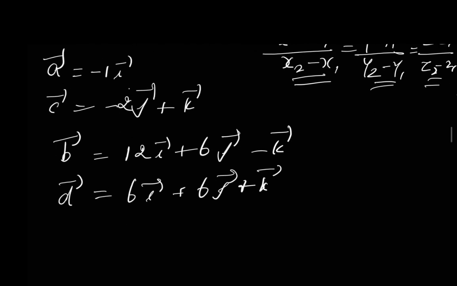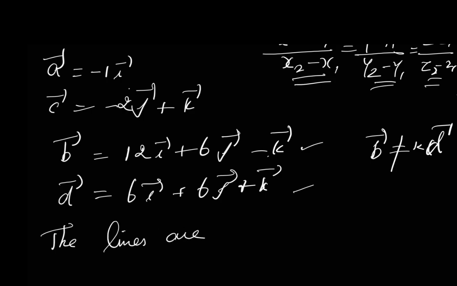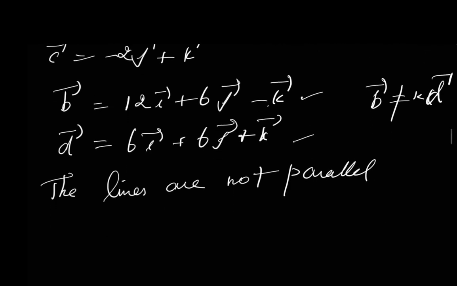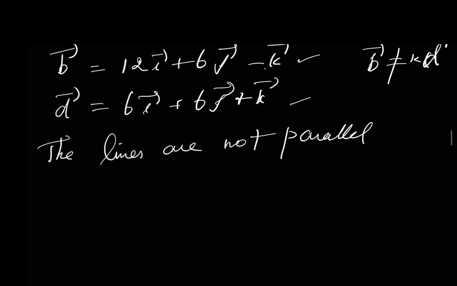And look at the parallel vectors here. We cannot write vector b as a scalar multiple of the d vector. We cannot take a common factor for both the vectors either. So therefore the lines are not parallel. Lines are not parallel.